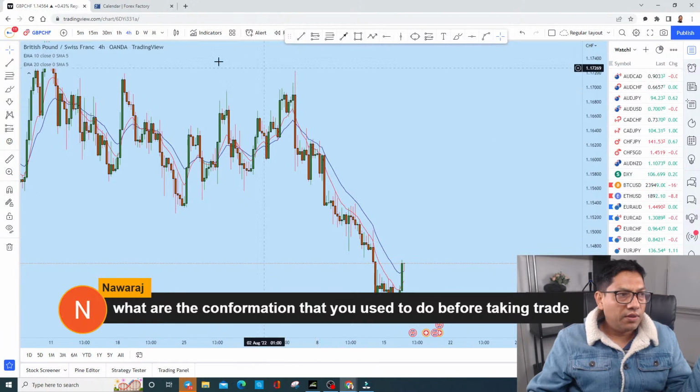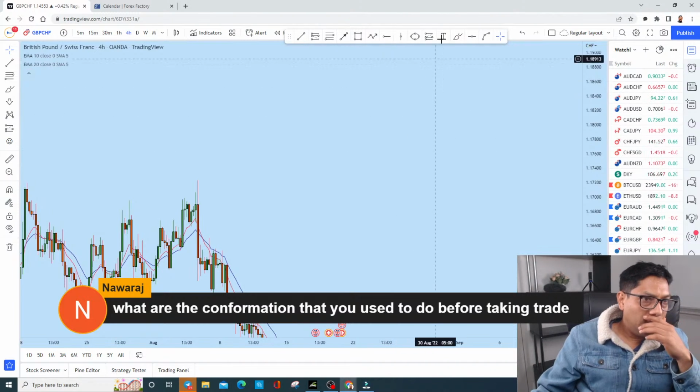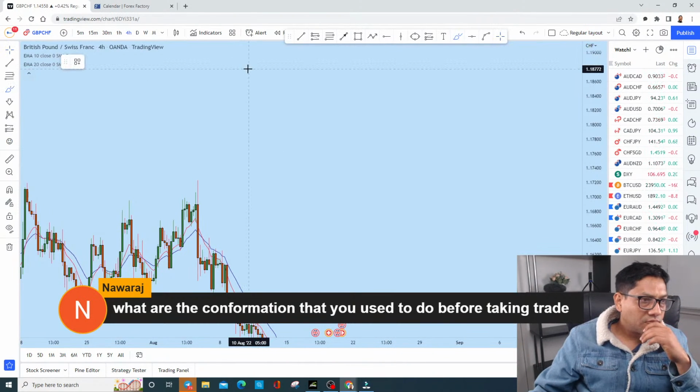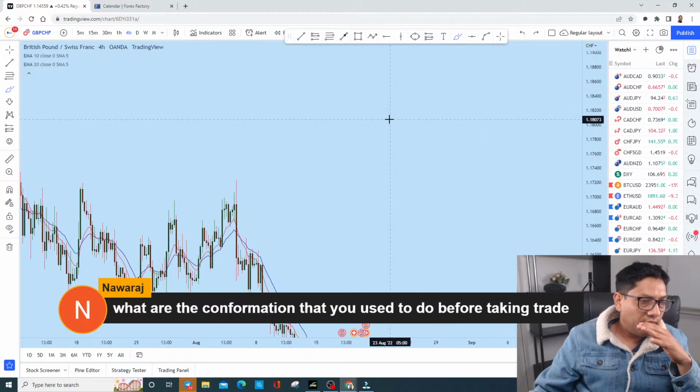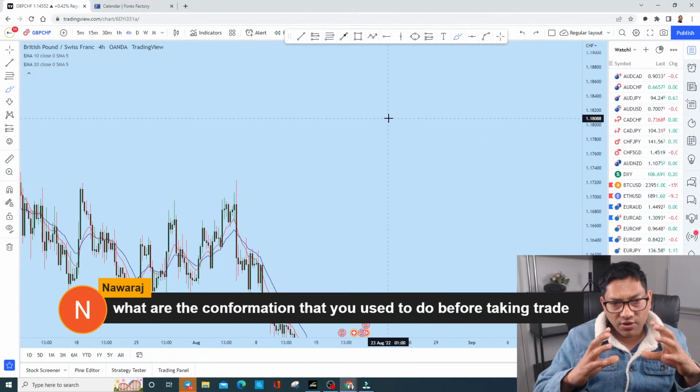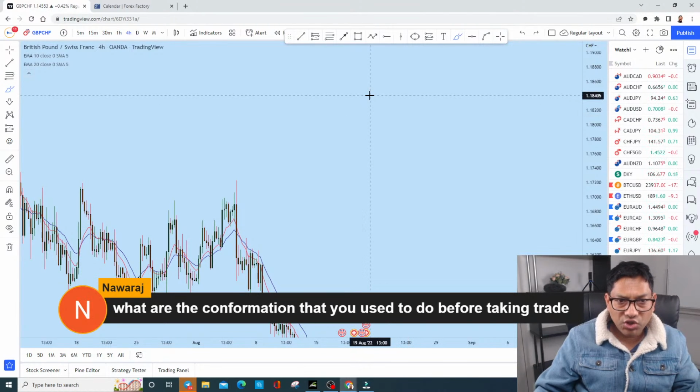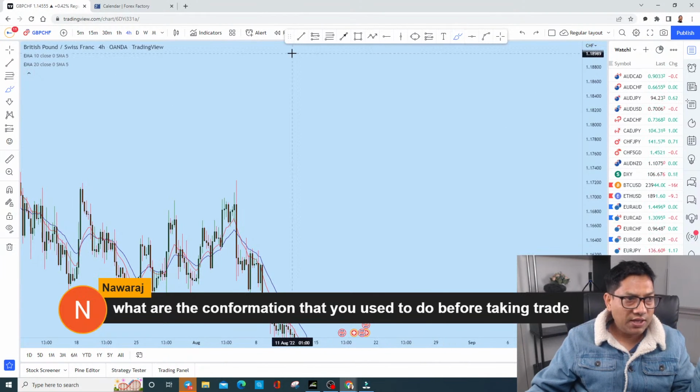But the confirmation that you need when you take a trade means that you need specific rules or criteria to be fulfilled. This is the first thing you need to keep in mind. Now if you have a specific strategy that you trade, then you have to follow that strategy. Every trade and every market condition has a different confirmation.